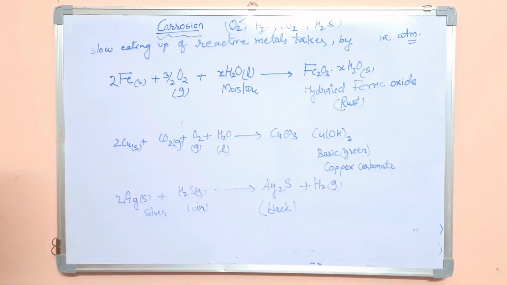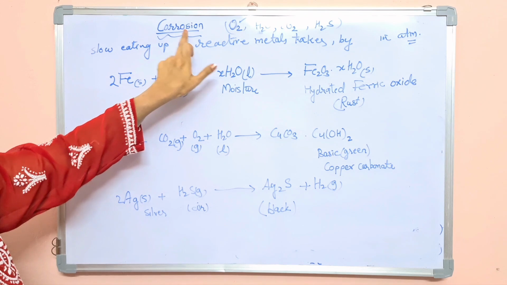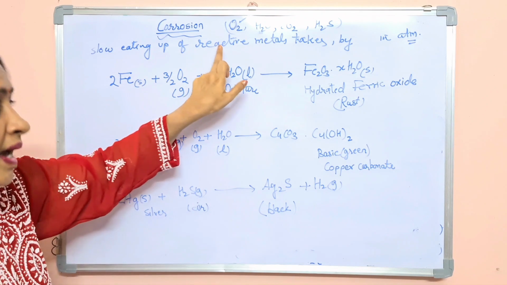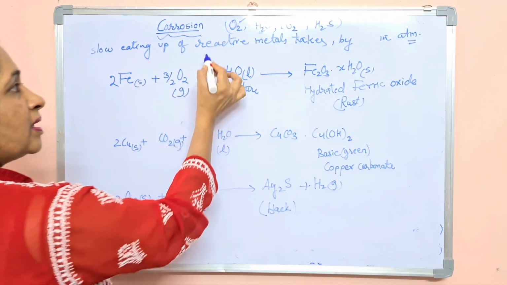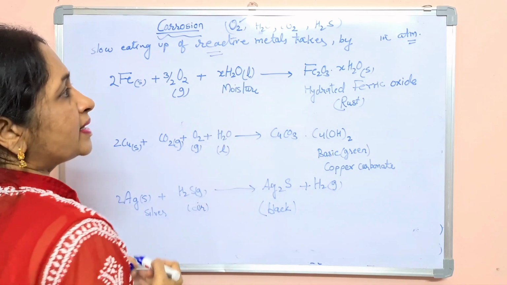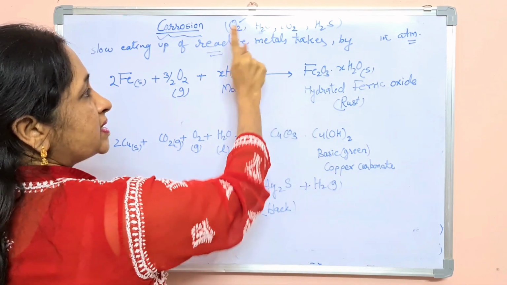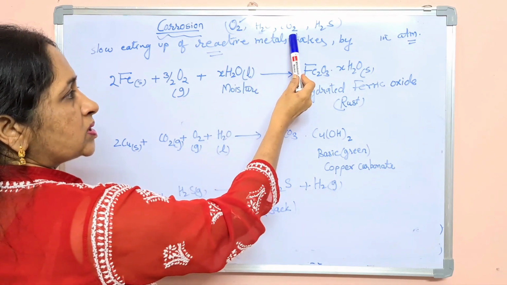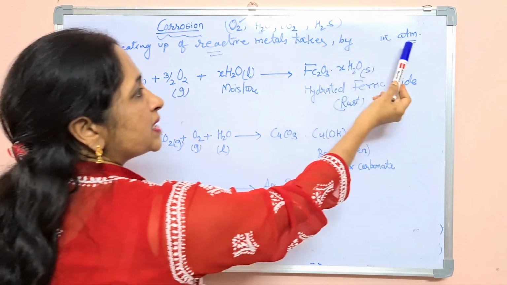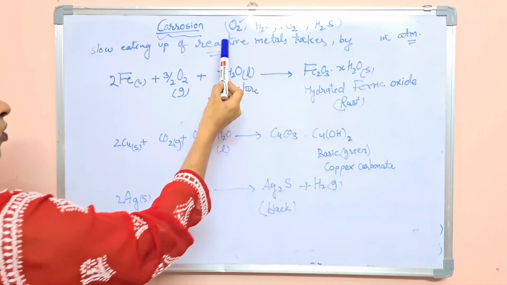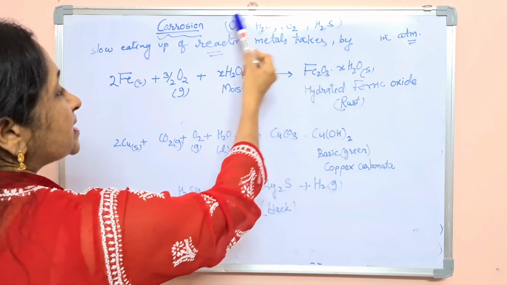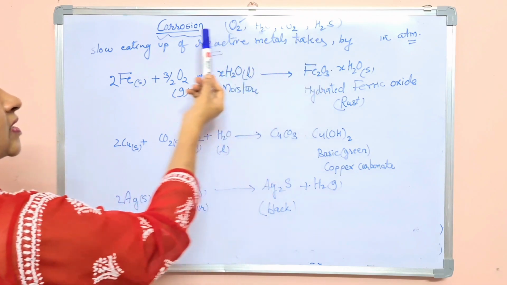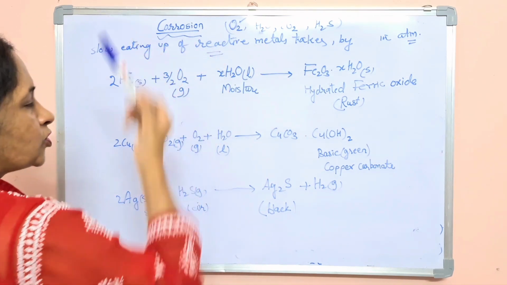Let me explain to you once again. The next topic is corrosion. It is the process in which slow eating up of reactive metals takes place. Important is the reactive metal. It takes place by oxygen, water vapor or humidity, carbon dioxide or hydrogen sulfide present in the atmosphere. It means that for the reactive metal, all these gases are very harmful because they are responsible for the corrosion of the reactive metal.